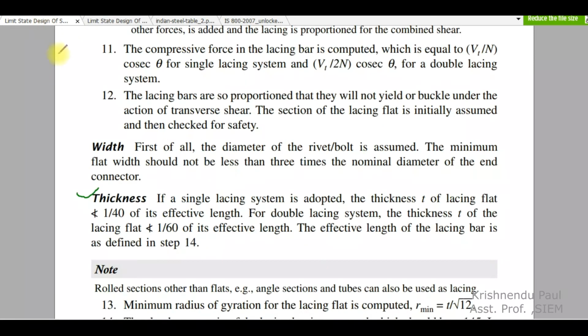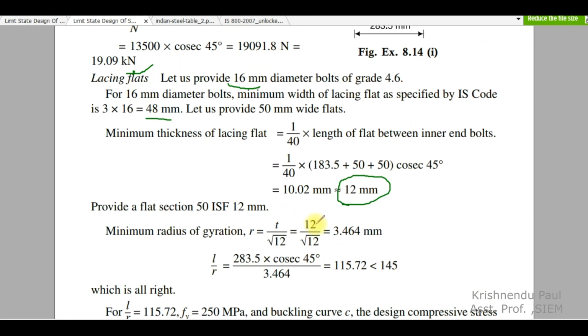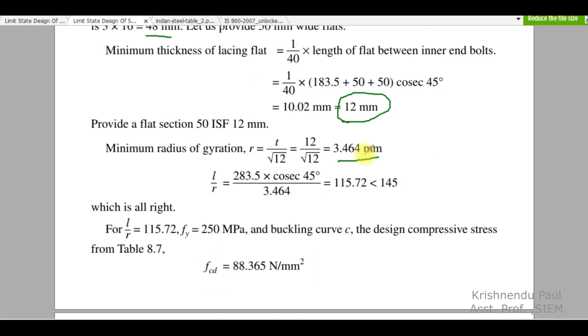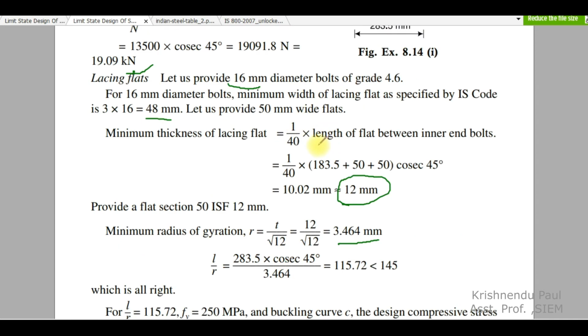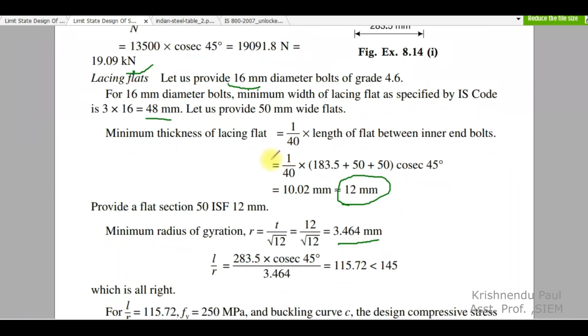So the minimum radius of gyration as suggested by these guidelines is t by root 12. Here t has been found to be 12 millimeters, so 12 by root 12, which is 3.464, is the minimum radius of gyration. So for L by R, L will be the effective length of the flat between the inner bolts, so that is equal to 183 plus 183.5 plus 50 plus 50. That is the length from this point to this point. So that is L.